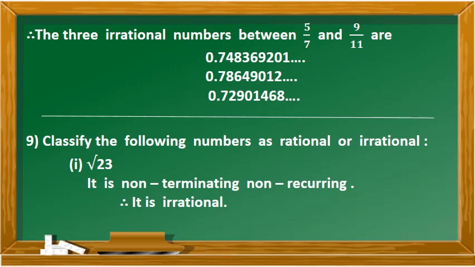Now the next one is: classify the following numbers as rational or irrational. The first subdivision is square root of 23. Now you can see 23 is not a perfect square number, so you will not get a rational number. On finding the square root, you will not get the remainder as 0, but the quotient you get will be non-terminating, non-recurring. Therefore it is an irrational number.